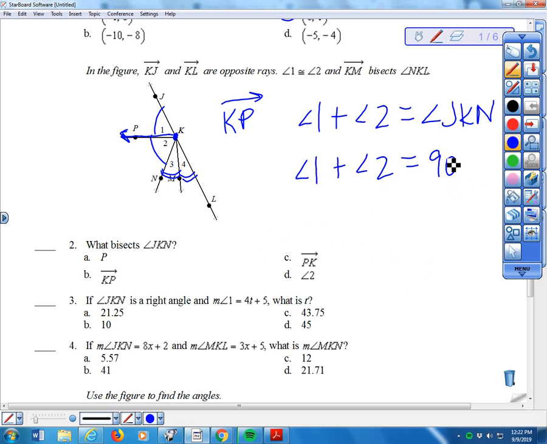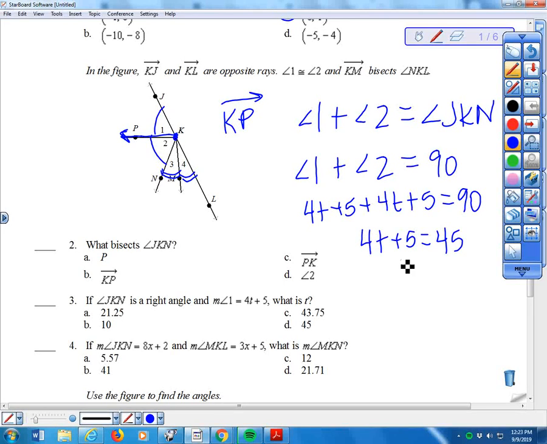And I know angle 1 and angle 2 are equal. And angle 1 is 4t plus 5. So angle 2 must be 4t plus 5. So I could do this, or like you said, if they're both equal, that means one of them must equal 45 degrees. So I could also write it this way. I get the same thing. So 8t plus 10 is 90, or 4t plus 5 is 45. Subtract 5, 4t is 40, t is 10.